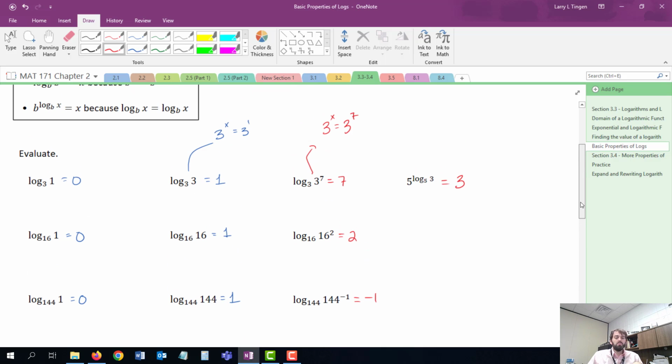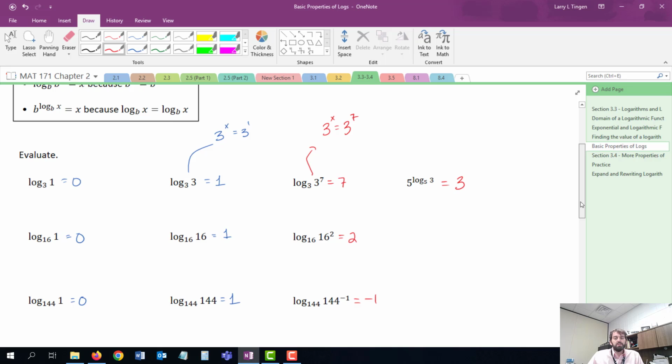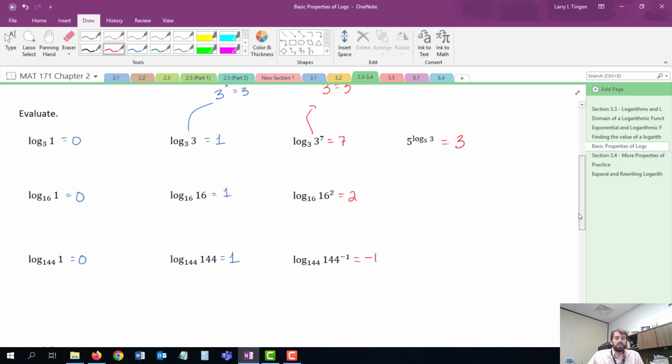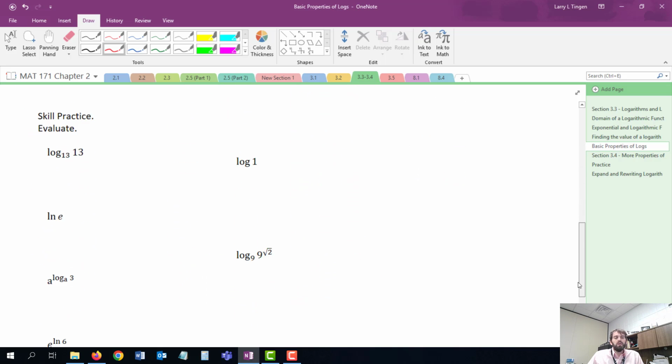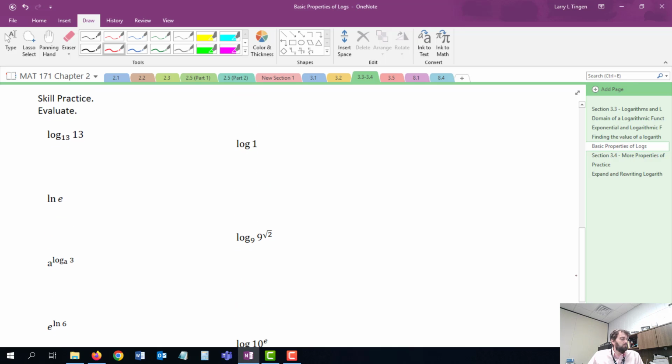Now we're going to do some evaluation. We're going to evaluate some of these and see if we're getting more and more comfortable with them. Down below, you'll see this will be skill practice 6. I'm asked to evaluate these. Typically, that means no calculator. Usually, you'd be directed to use a calculator.